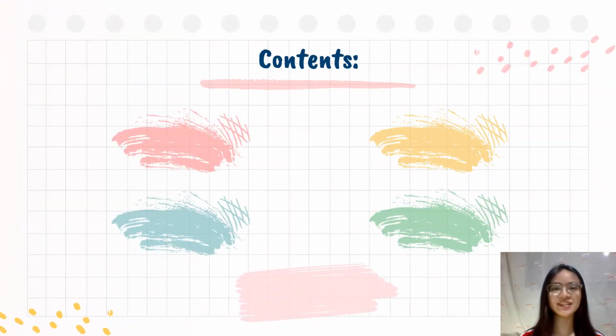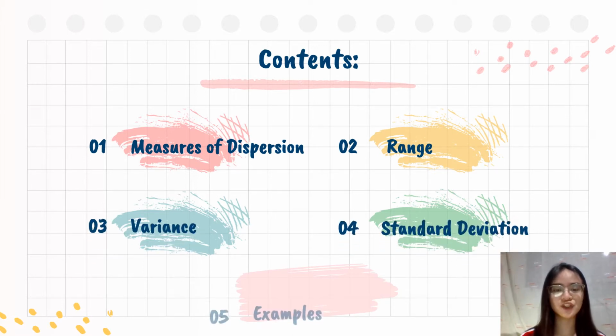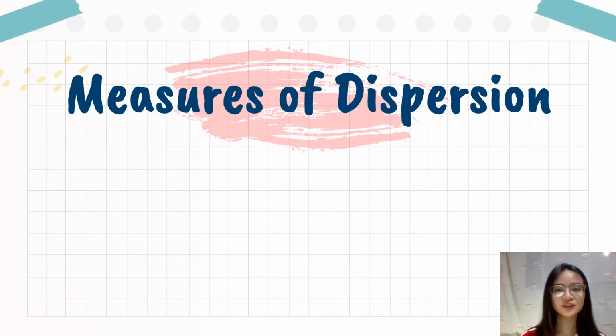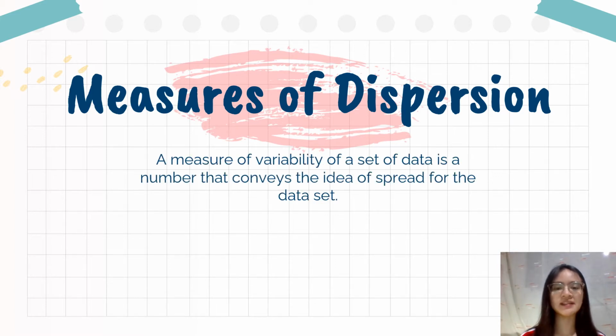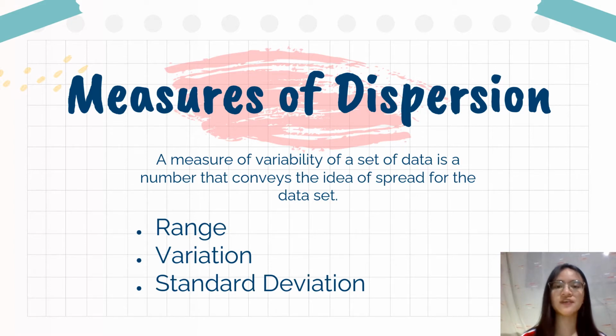The content of this topic is the measures of dispersion, its definition, the range, the variance, the standard deviation, and we have examples. So first is measures of dispersion. A measure of variability of a set of data is a number that conveys the idea of spread for the dataset. It consists of range, variance, and standard deviation.